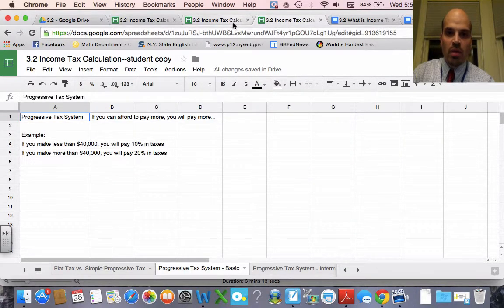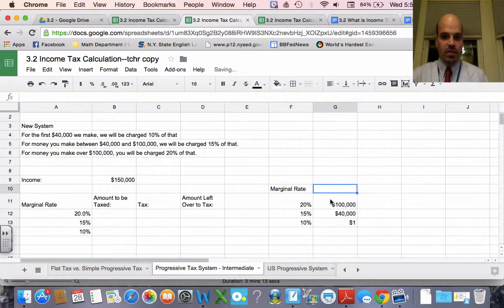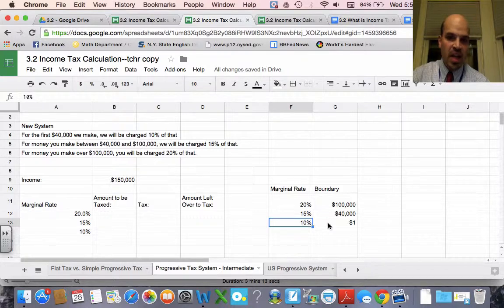So those are called marginal rates: the 20, the 15, and the 10. And I'm going to call this the boundary. So meaning that if I make $1, I'm going to be taxed 10% up to $40,000. Then I'm going to be into the next tax bracket.